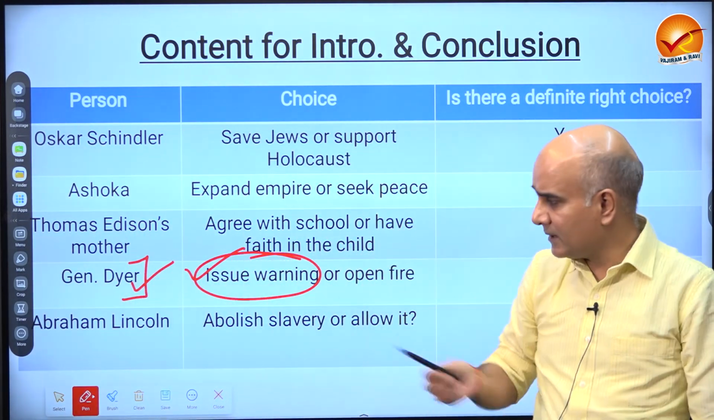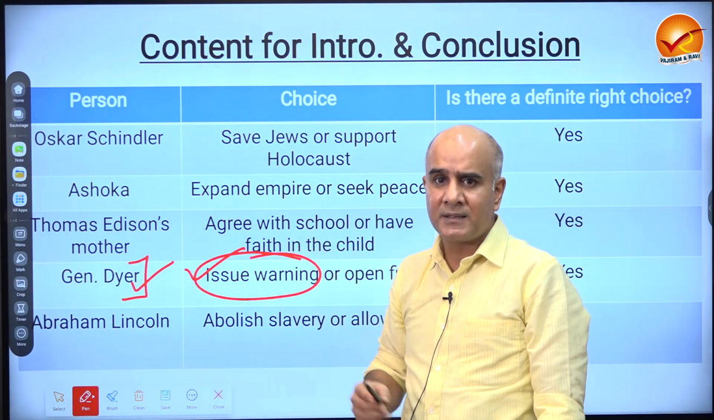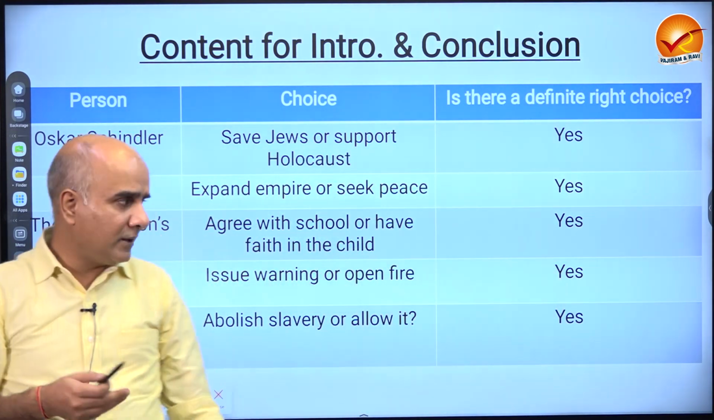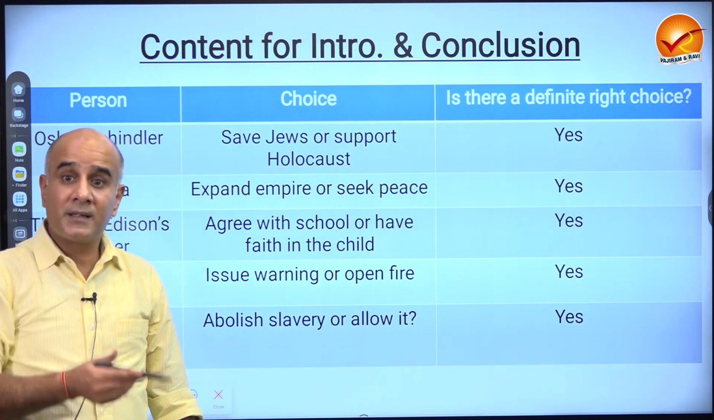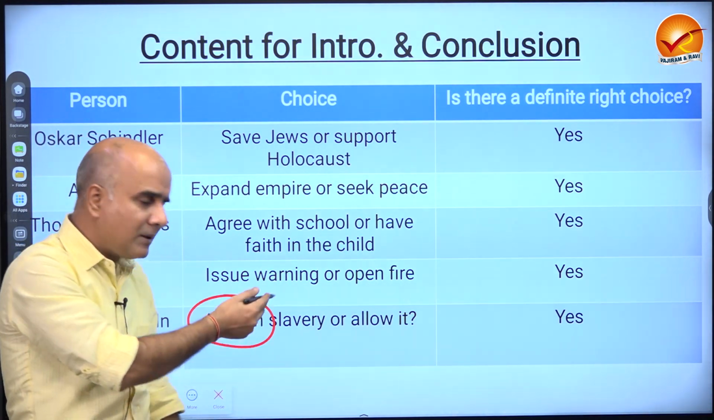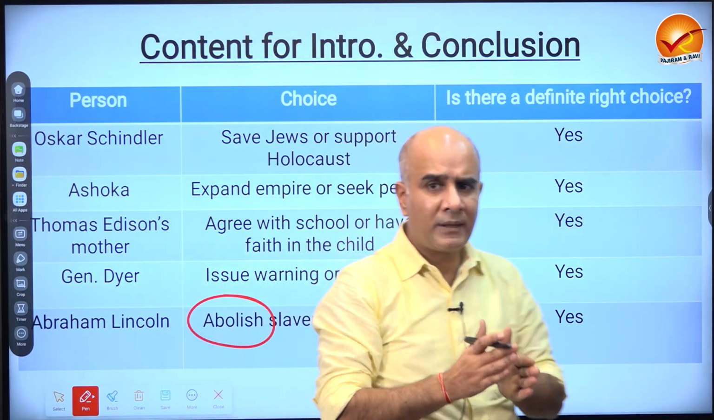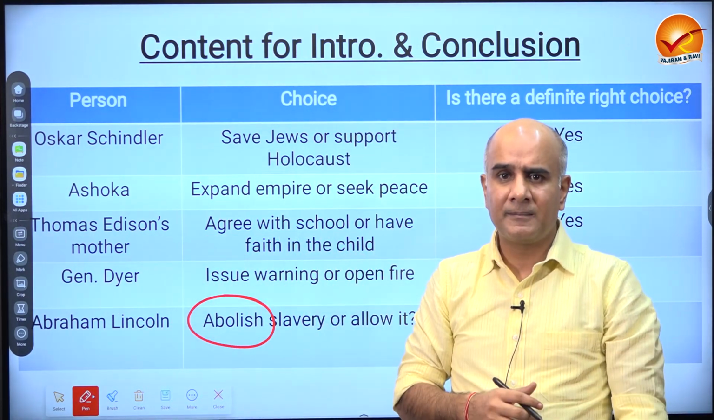Abraham Lincoln, he won one election, which is his presidency. Abraham Lincoln has a clear choice. He can abolish slavery or he can allow it to continue. Is there a definite right choice? The answer is yes. Please abolish it. It is a gross violation of basic human rights, human dignity, human lives.